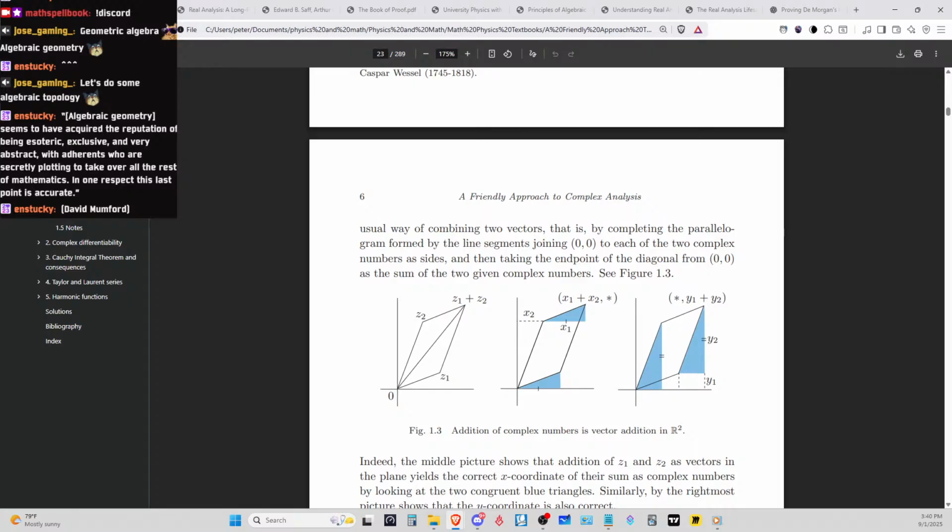Are you just joking around, or are you being serious about that? Jose, let's see. Algebraic geometry seems to have acquired a reputation for being esoteric, exclusive, and very abstract, with adherents who are secretly plotting to take over all of the rest of mathematics. This last point is accurate. Interesting. I'm guessing you're quoting someone, because you put David Mumford.